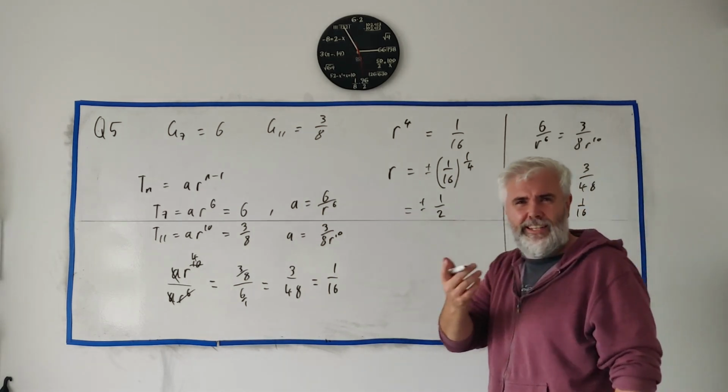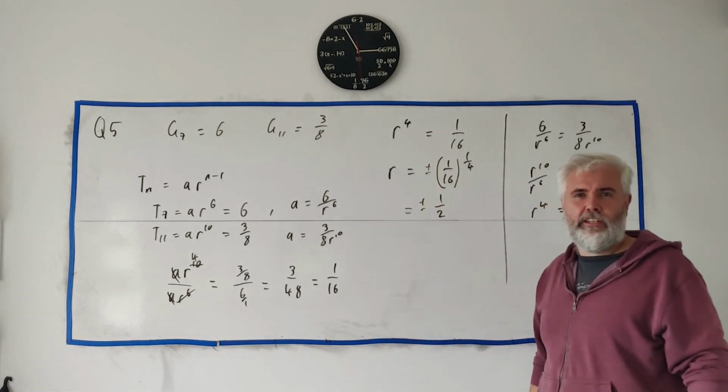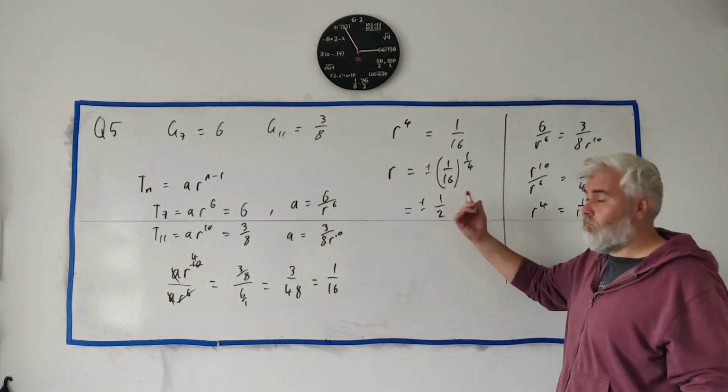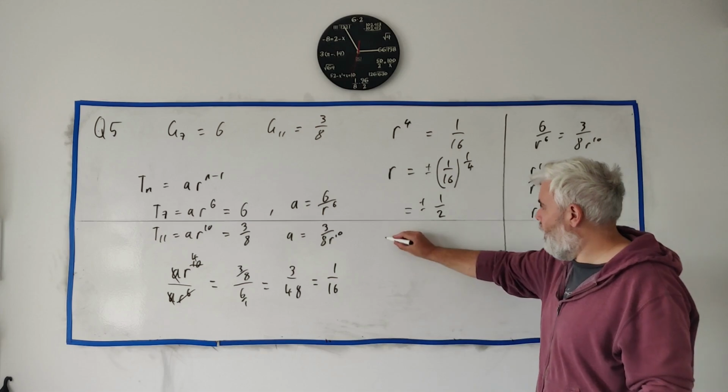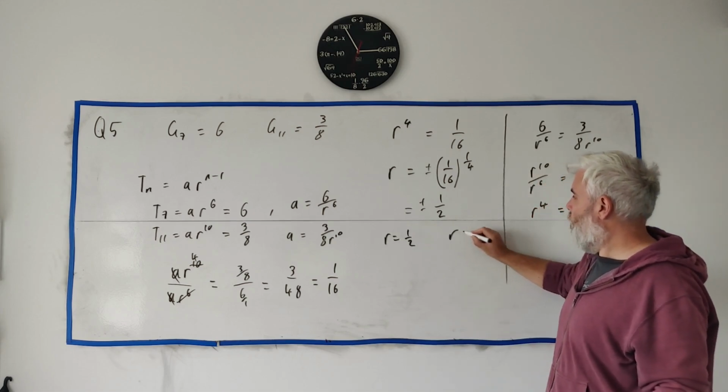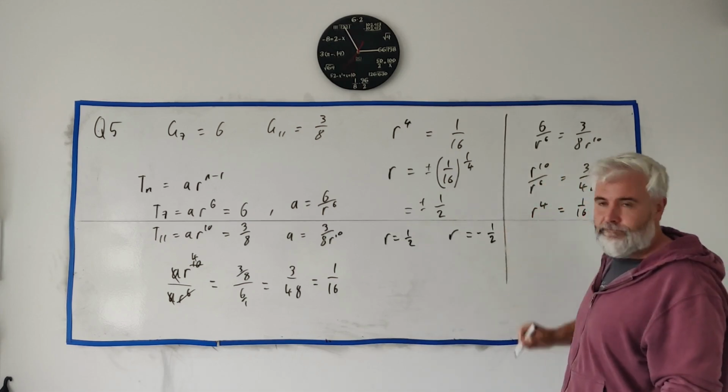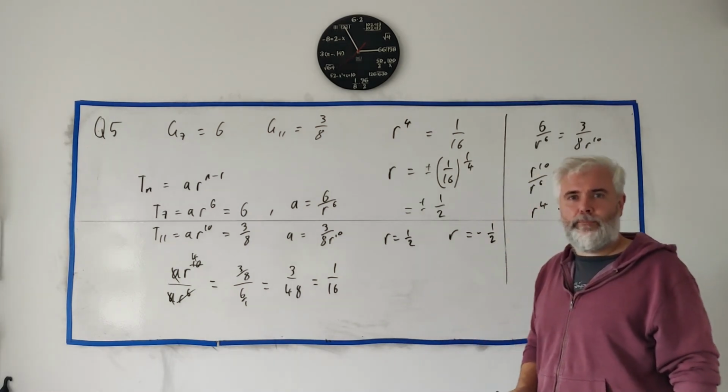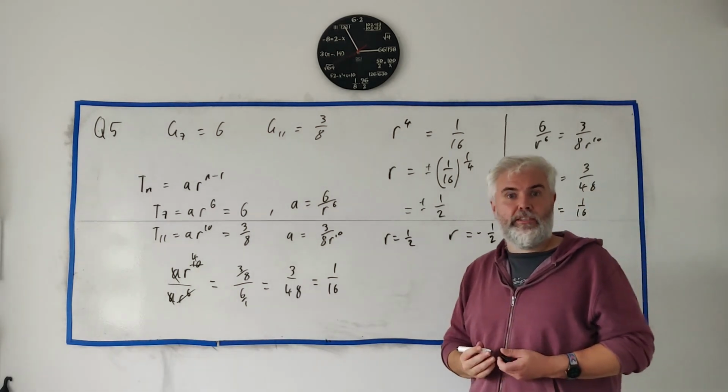And they told you there were 2 answers. Find the 2 possible answers for r. So there's your 2 answers: r is equal to a half, or r is equal to minus a half. Okay, that's it for part B. Let me clean this off and we'll do part C.